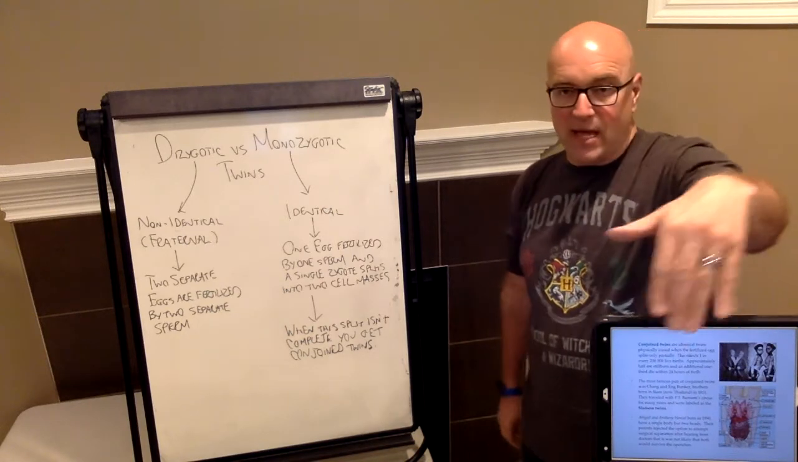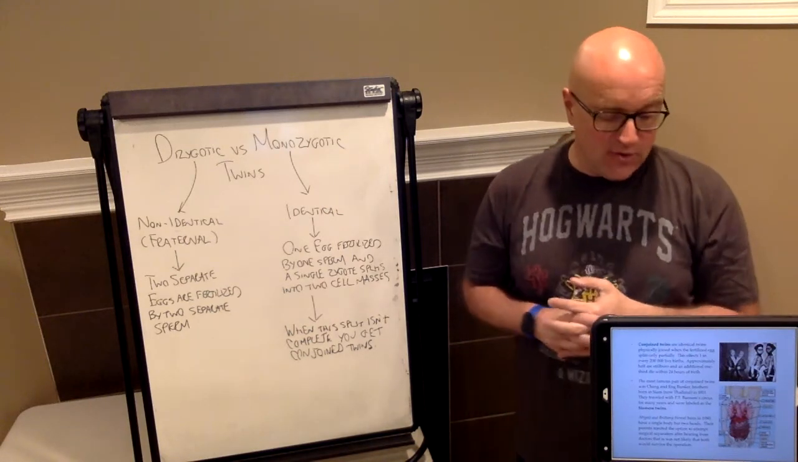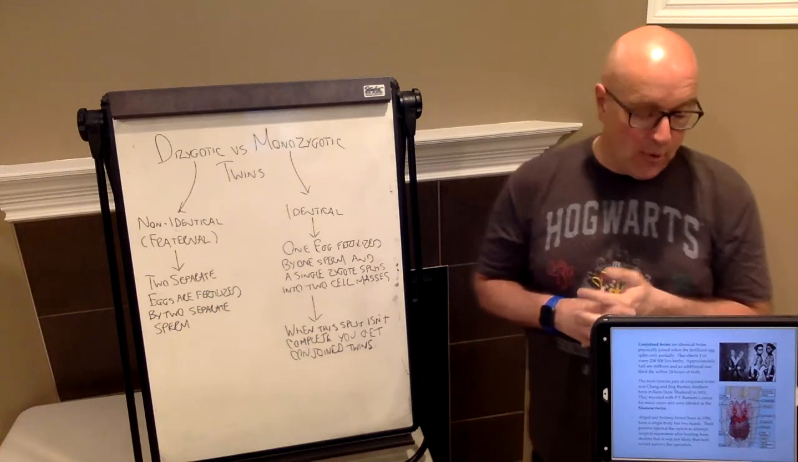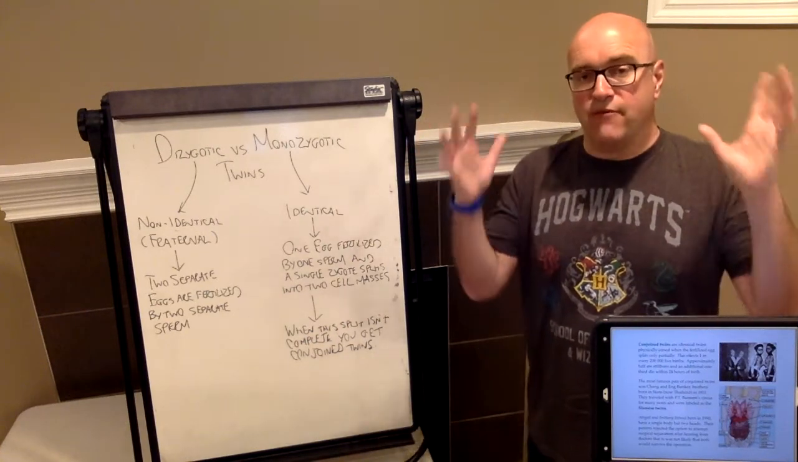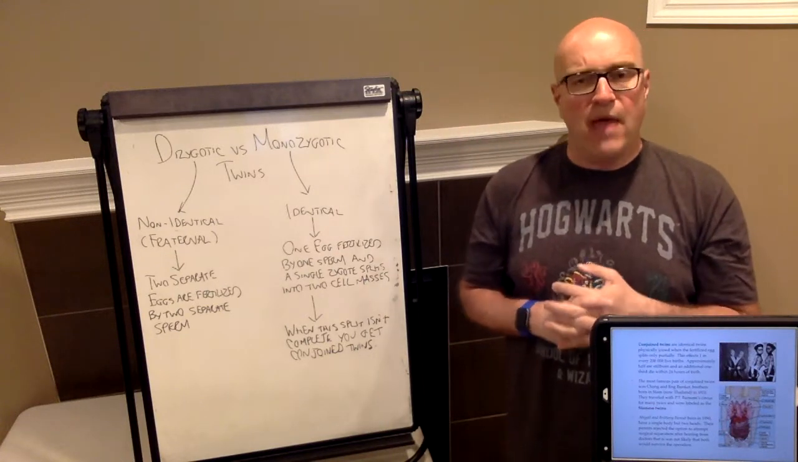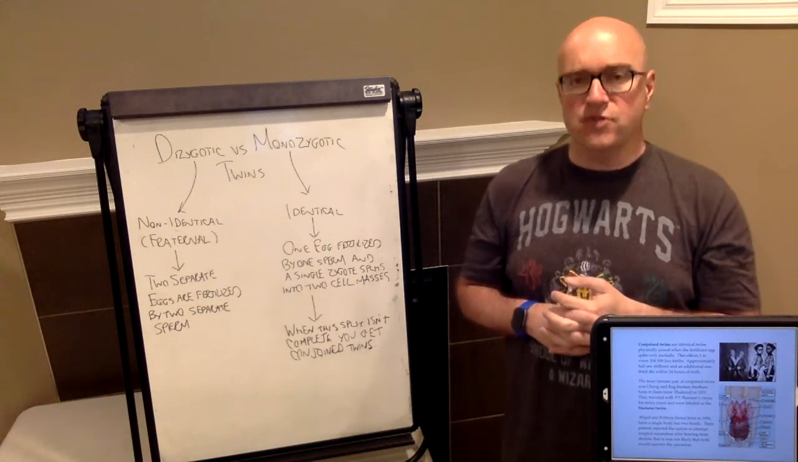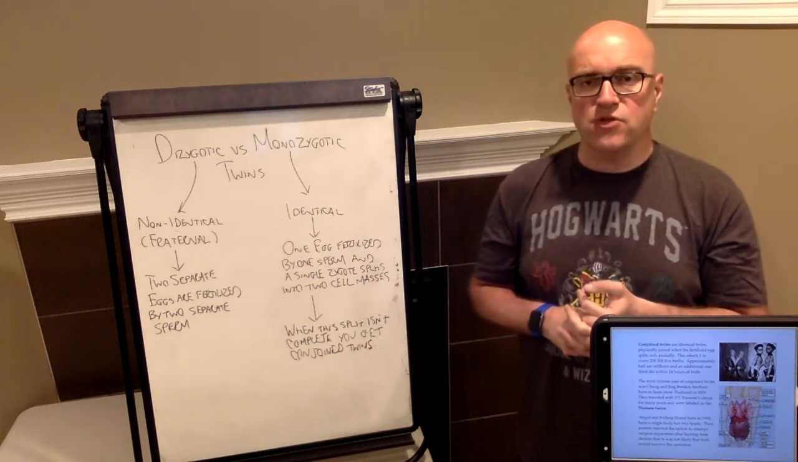You may have heard of Abigail and Brittany Hensel, the famous conjoined twins from the United States. They were born in 1990. They have a single lower body with two upper bodies. They have two heads on the top. And if you Google them, they even had their own television show for a while. They were on a reality television show.